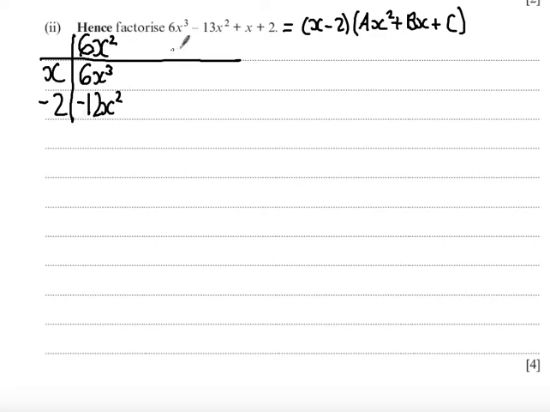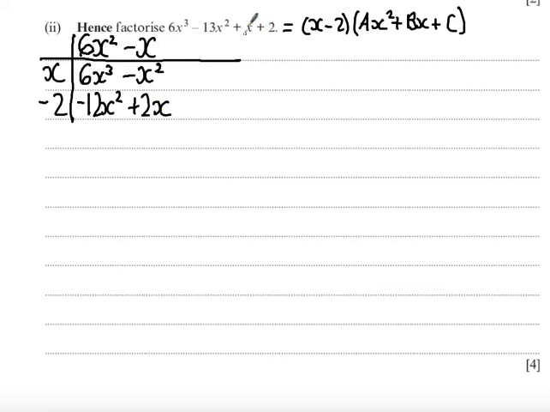Now next I want to find what bx is. I need minus 13x squared, and I've already got minus 12x squared. So in this position I need another minus x squared, so these two add up to give me the minus 13x squared. So x times what gives me minus x squared? x times minus x. And again, I can fill in the rest now. So minus 2 times minus x is plus 2x.